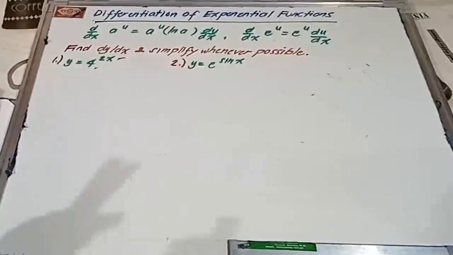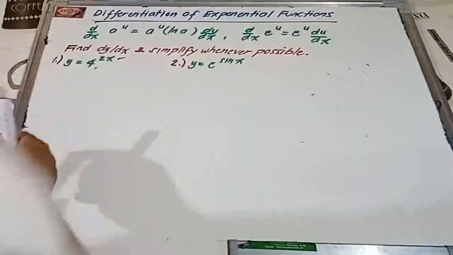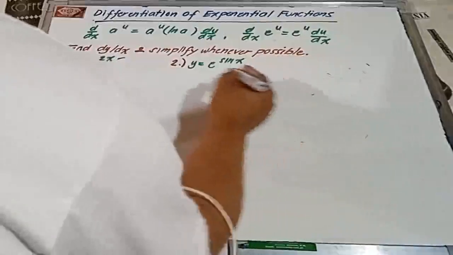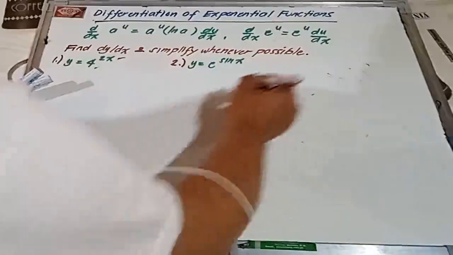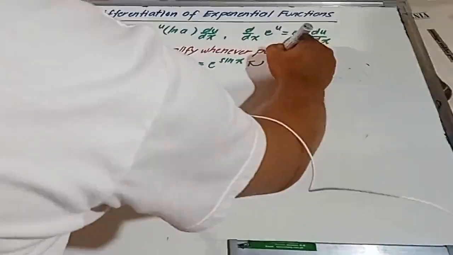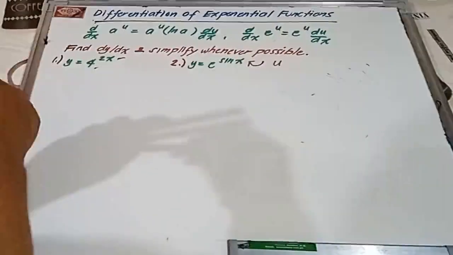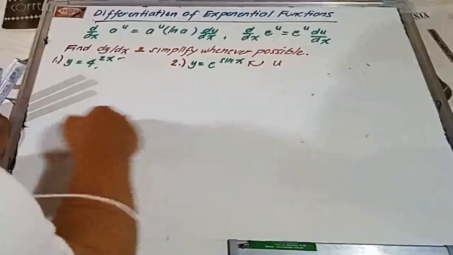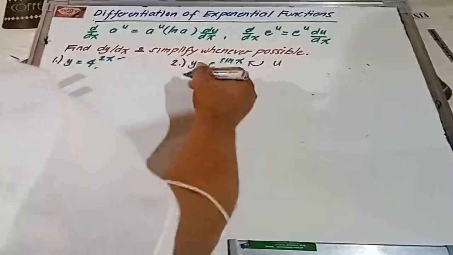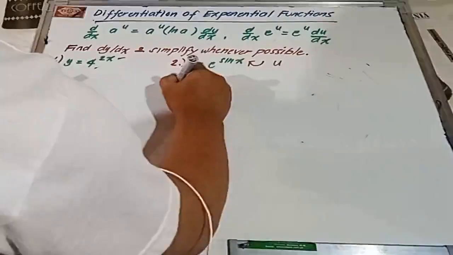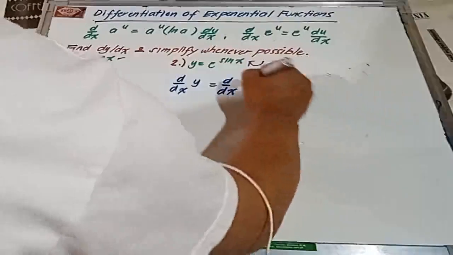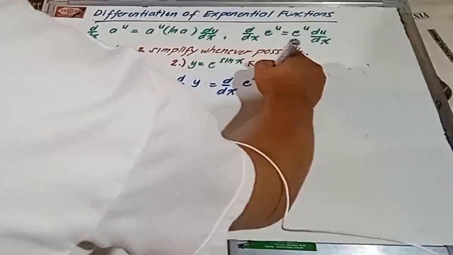Para naman doon sa example number 2, we're going to apply the second formula. It says the derivative of e to the u equal to e to the u times derivative of u with respect to x. Now, kung i-match natin siya doon sa ating formula, yung given nating function, yung ating u is sin x. Okay? So, kunin natin yung dy over dx by getting the derivative of both sides of the equation with respect to x. So, that is derivative ng left side with respect to x equal to derivative ng right side with respect to x.